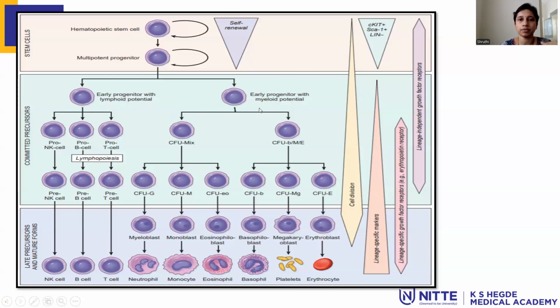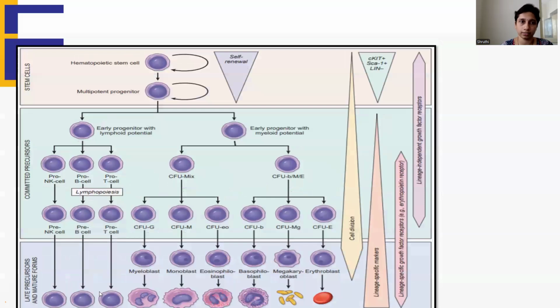After the early progenitor with myeloid potential, there is formation of colony forming units. Colony forming units are specific for each type of differentiated cell. We have CFU-G, colony forming units for granulocytes, which will mature into neutrophils. CFU-M will lead to synthesis of monocytes. CFU-E, eosinophil, will lead to formation of eosinophils. CFU-B leads to basophils. CFU-MG, megakaryocyte, will lead to platelet formation. And E, the erythroid series precursor, will lead to formation of the erythrocyte, nothing but RBCs.